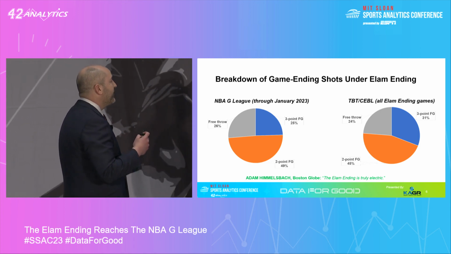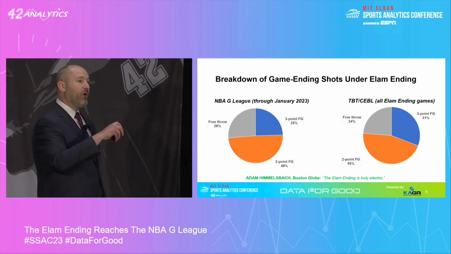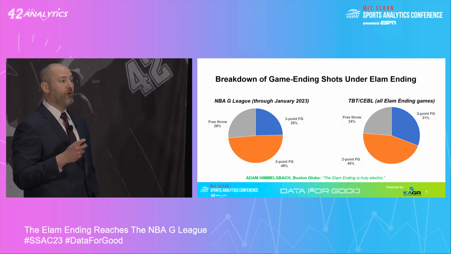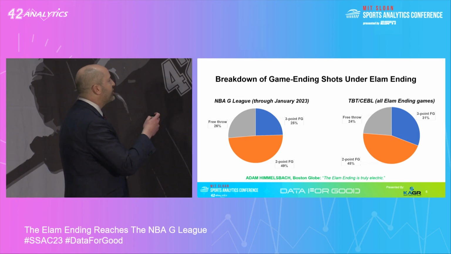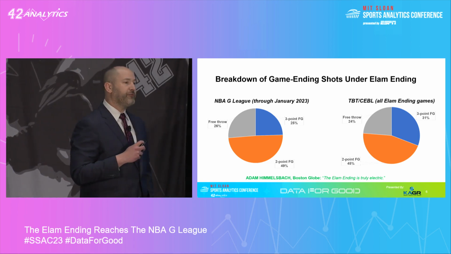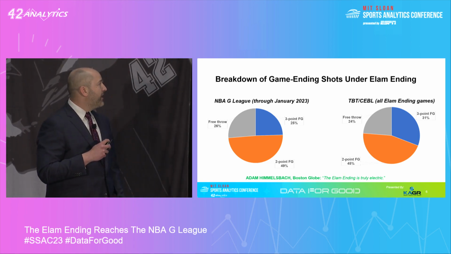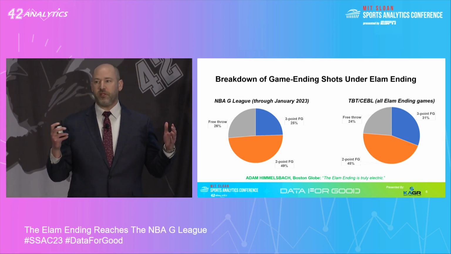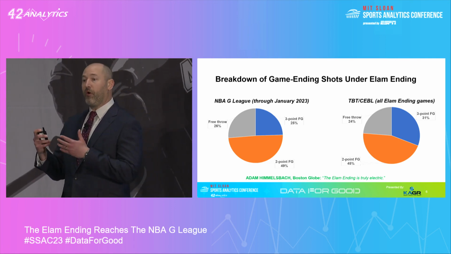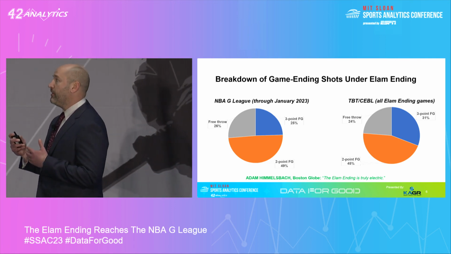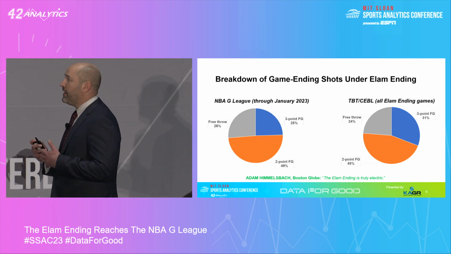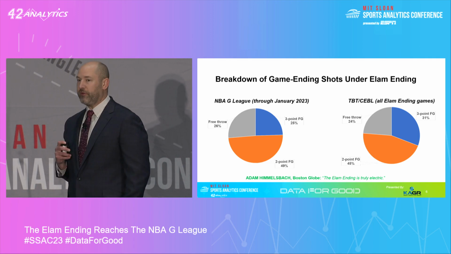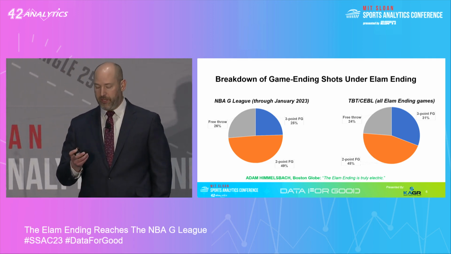And in the G League, this would be all the Winter Showcase games, all 31 of those games, plus any games that happen to go to overtime. This is through January. You see the pie chart there on the left of how different games have ended. And it's actually very similar to the pie chart of a larger sample of games using the Elam Ending format for a TBT going all the way back to 2017, or the Canadian Elite Basketball League back to 2020. The pie chart there is pretty similar for G League compared to those other leagues, but we're going to revisit this comparison a little bit later.